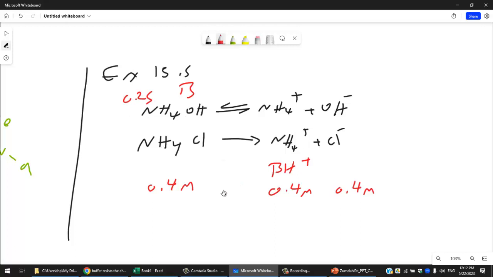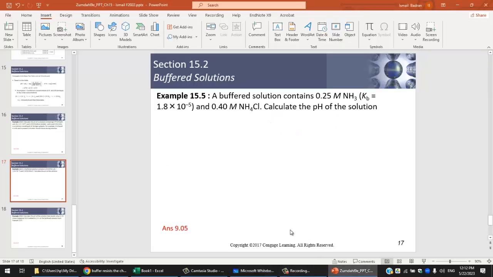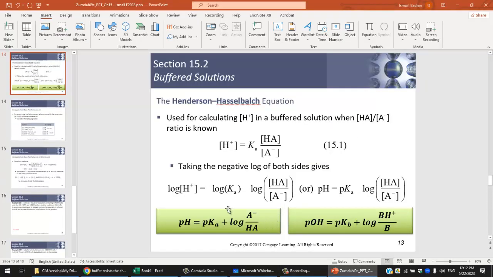So these are the two numbers that you need to apply, but you cannot use that pH is equal to pKa, because it's not given. This is a basic buffer. Well, you can if you find the Ka. Let's go back here to this equation. Actually, you can use this equation if you find the Ka for the ammonia and then plug in the numbers, or you can use this equation right away, which says the pOH is equal to pKb plus log BH plus over B. So I'm going to use this here.